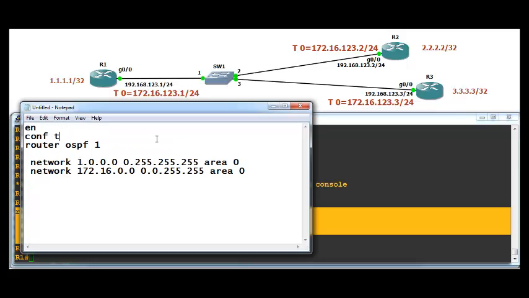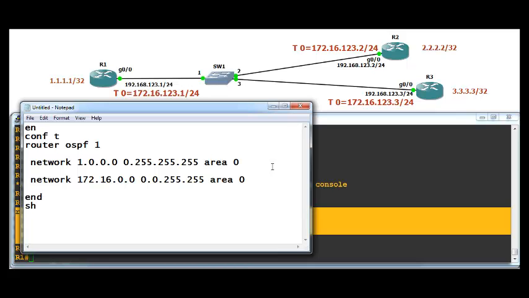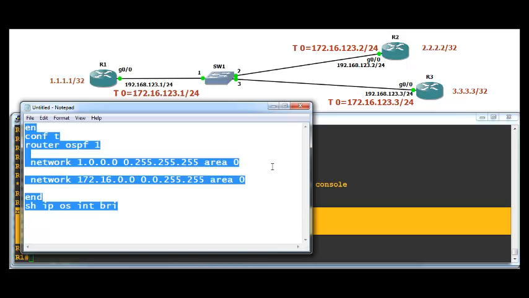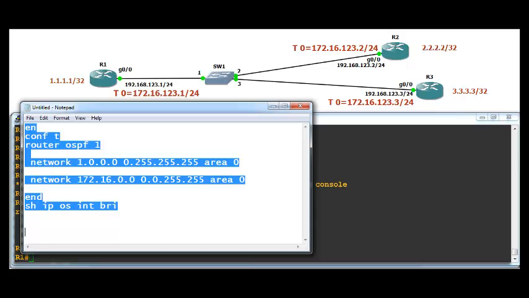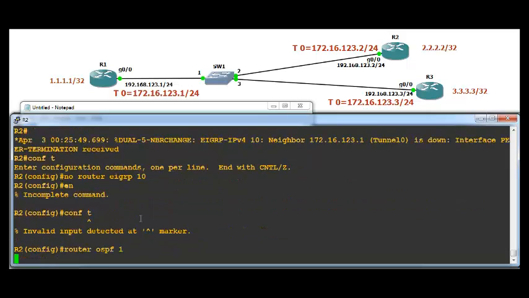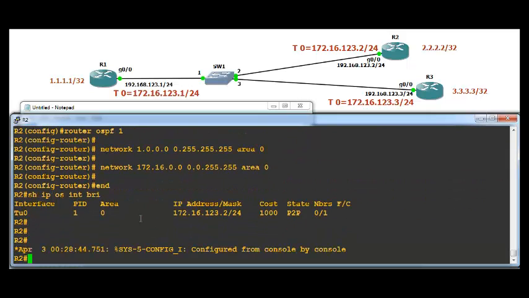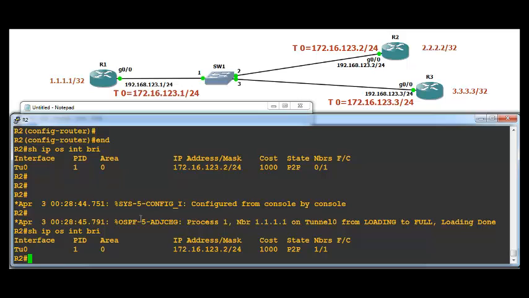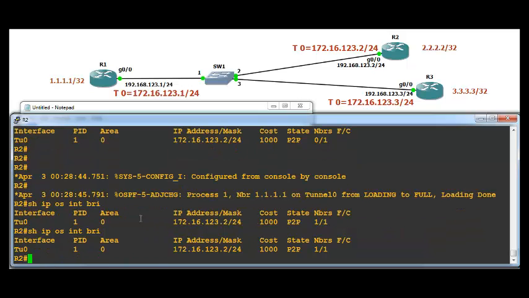Enable, config t, I enable OSPF. If you want, I can show you the command, show ip ospf interface brief. I'm pasting this on R2. You will see which interfaces run OSPF. Okay, you see? One more time. It is running on the tunnel interface.